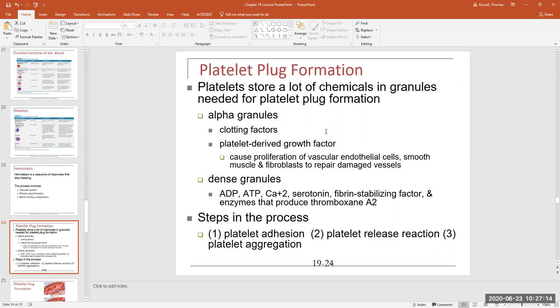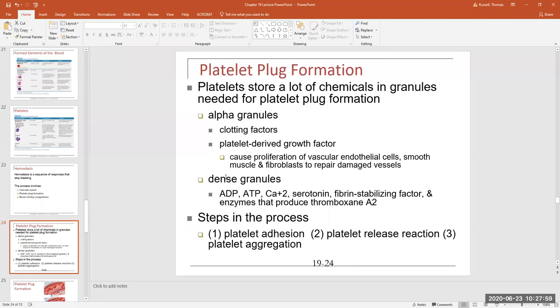In some form or fashion, they're all involved in forming the actual plug and/or starting the process of blood clotting. So the two main granules are called alpha and dense granules. You should know what is in each one of these. Alpha granules contain some clotting factors, not all of them, but some. The alpha granules also contain the growth factor, platelet-derived growth factor, which is involved in helping repair the damage we've done when we broke a vessel open. You cut your skin, you cut the blood vessel open. So this is one of the signal molecules that starts the repair process.